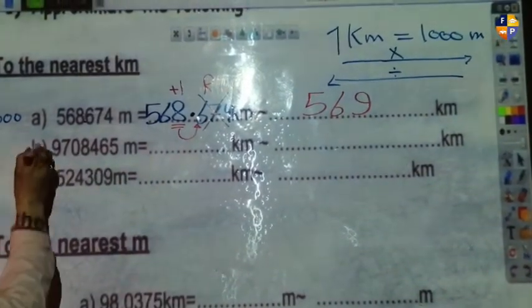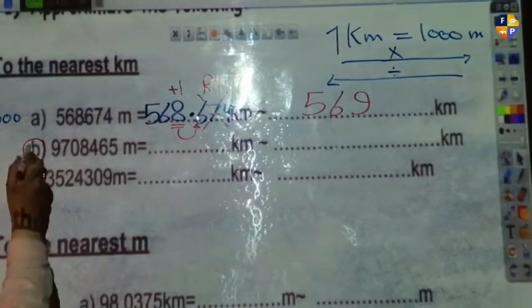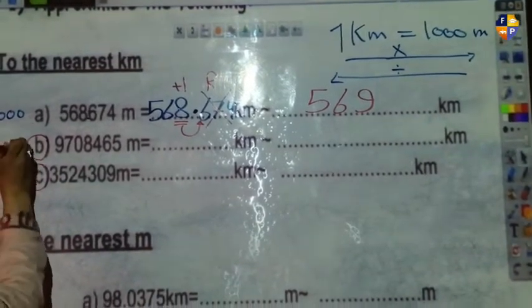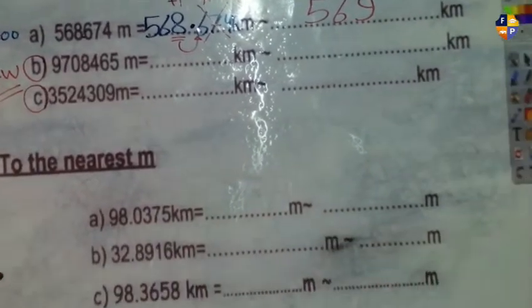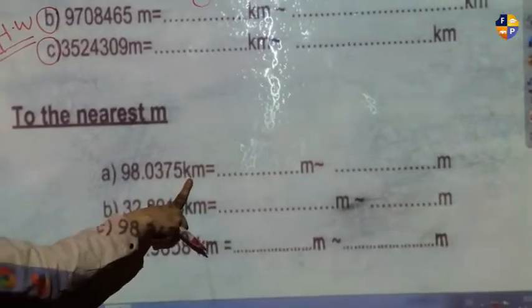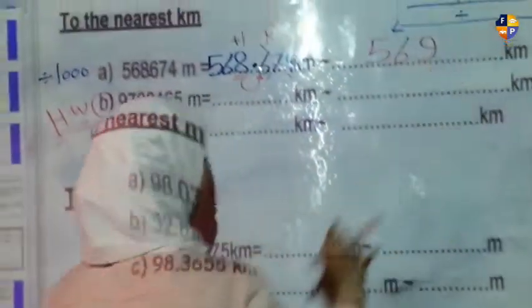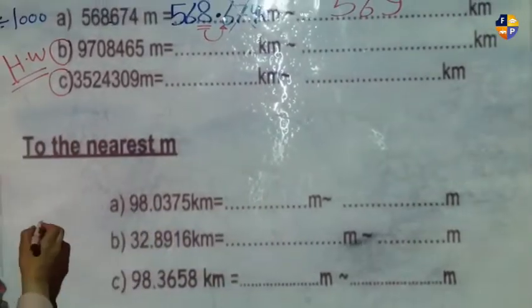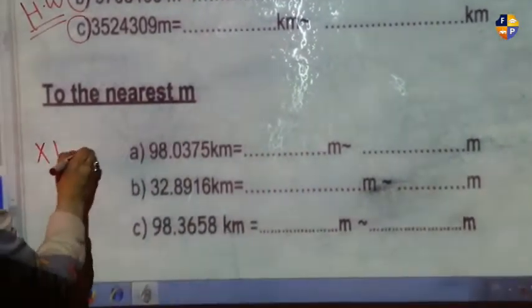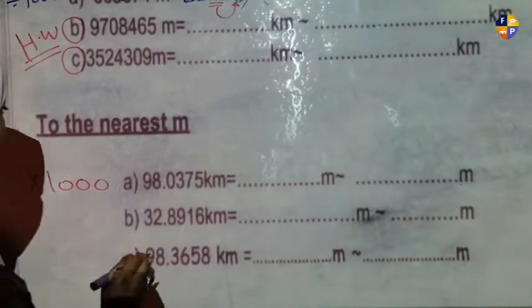Okay, exercises B and C are homework. And now to the nearest meter, the inverse. 1 kilometer equals, as we said, 1,000 meters. But now I will convert from kilometer to meter, so I will multiply by 1,000. Okay.